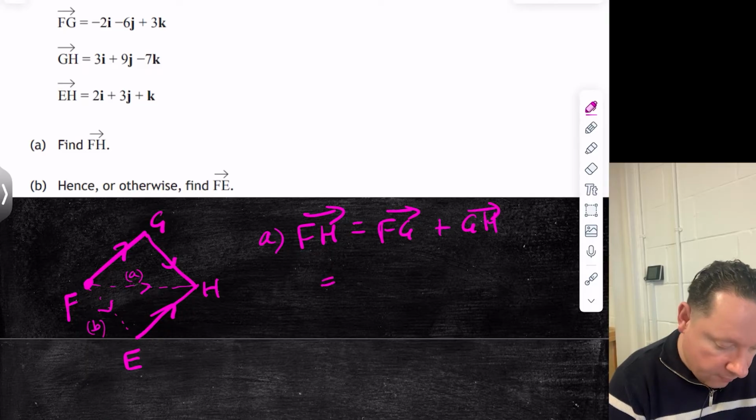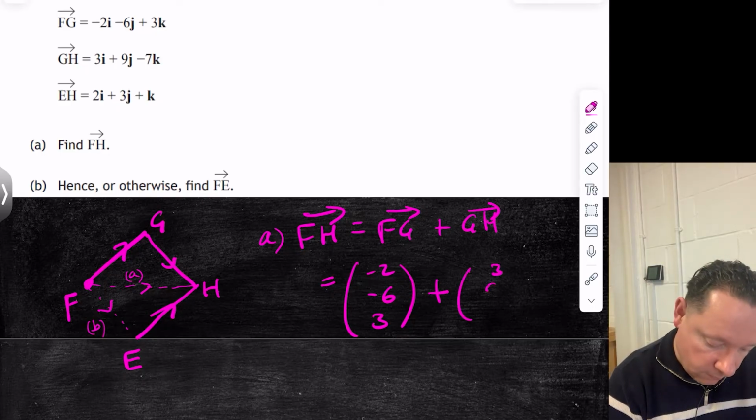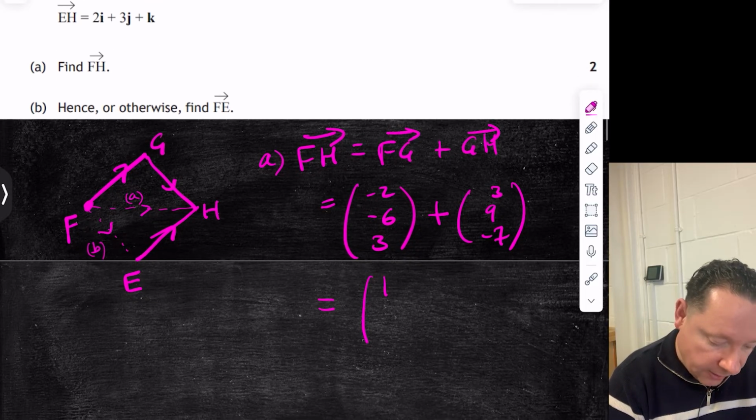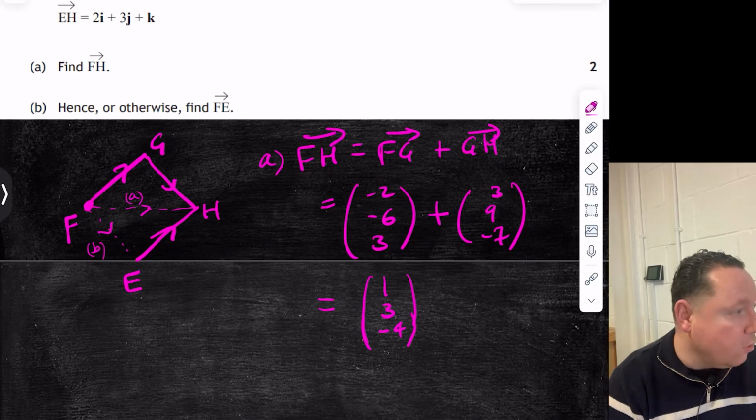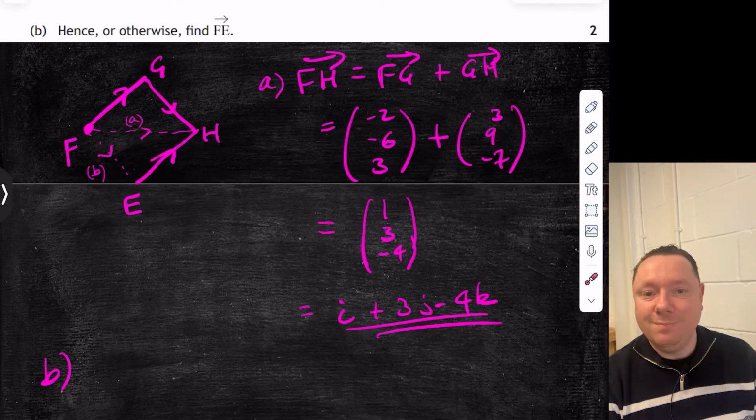Now I find writing the vectors in this form easier, so f to g is (minus 2, minus 6, 3) plus g to h is (3, 9, minus 7). Adding them together, minus 2 plus 3 is 1. Minus 6 plus 9 is 3. And then 3 take away 7 is minus 4. So we get (1, 3, minus 4). Just writing that in the same format as the question, that's i plus 3j minus 4k. And we're done there.